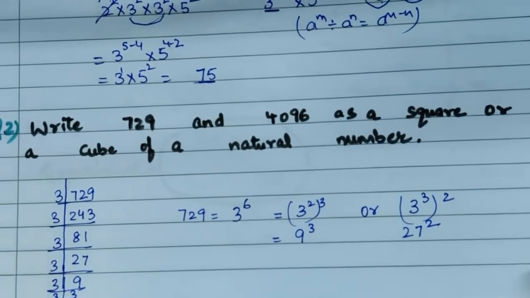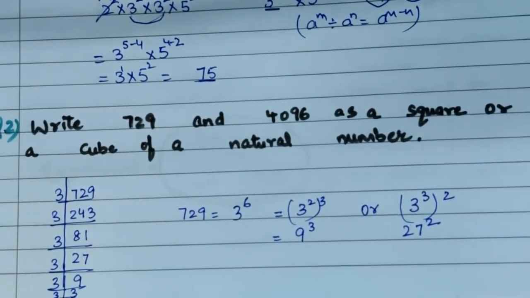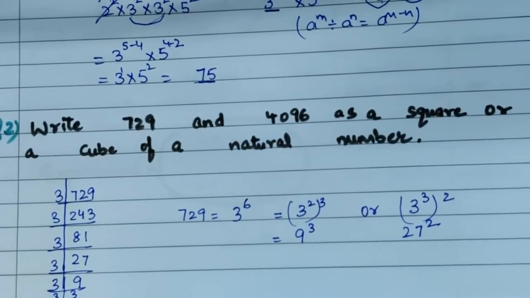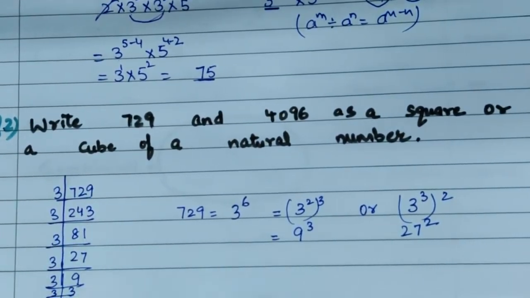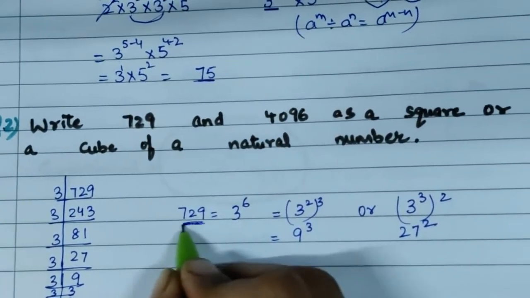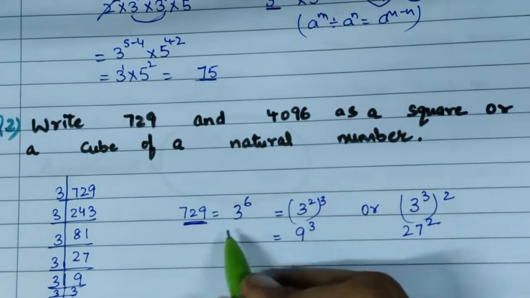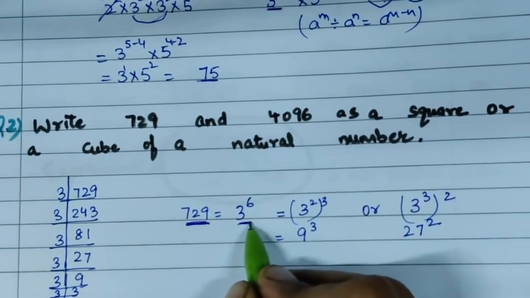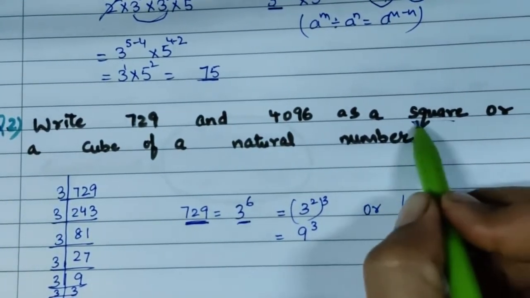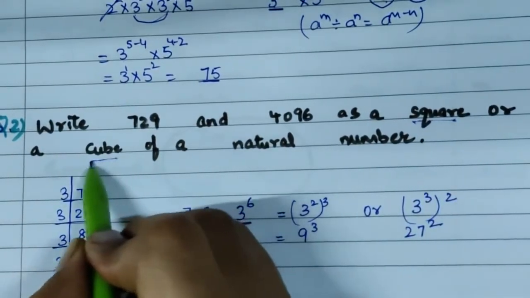We have to write 729 and 4096 as a square or a cube of a natural number. So let us see how can we do it. First of all, do the prime factorization. Now 729 can be written as 3 raised to power 6. But we need it as a square of some number or cube of some number.